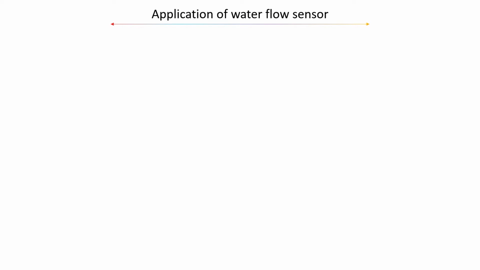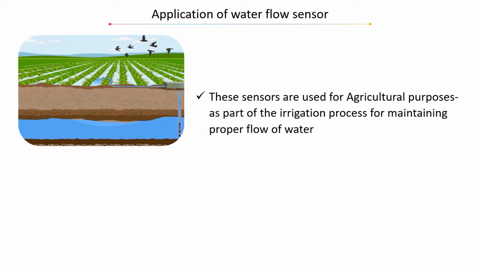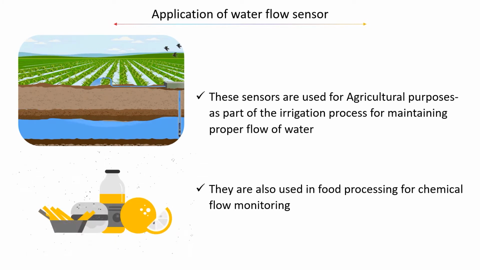Application of water flow sensor. These sensors are used for agricultural purposes as part of the irrigation process for maintaining proper flow of water. They are also used in food processing for chemical flow monitoring.